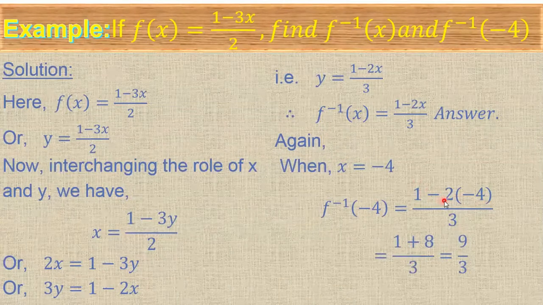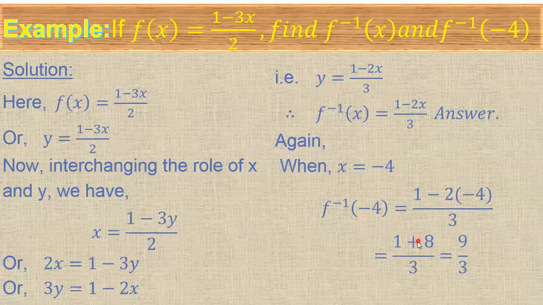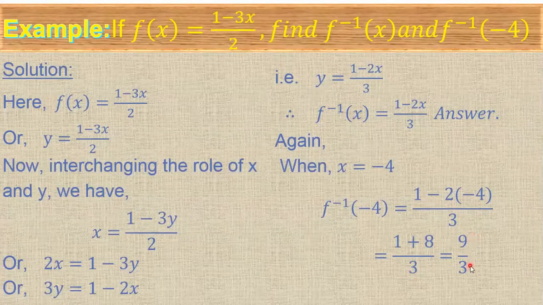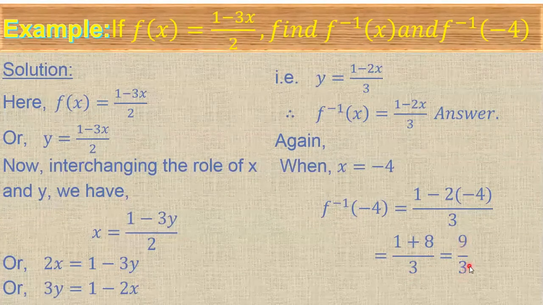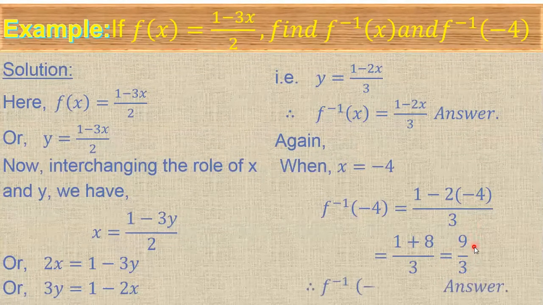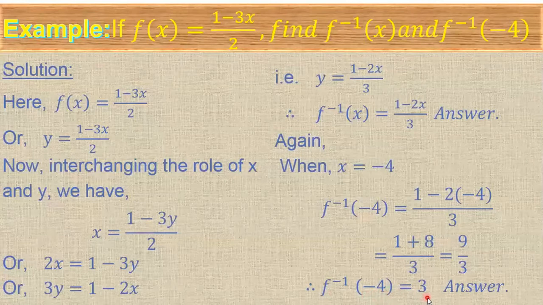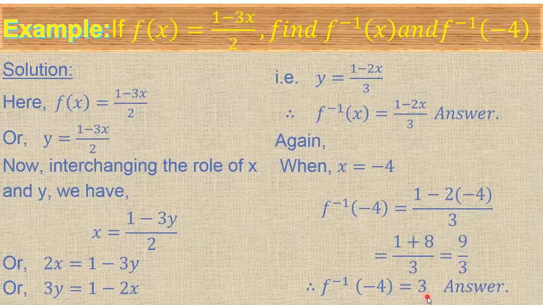Now 1 minus 2 into minus 4, 2 fours are 8, and minus times minus is plus, so 1 plus 8 by 3 equals 9 by 3. Now if you cancel it, 3 threes are 9, so finally f inverse of minus 4 is 3. So this is your answer. Finally you get the answer.